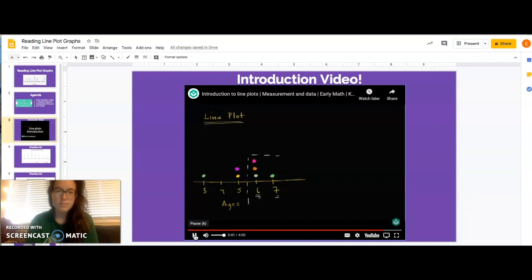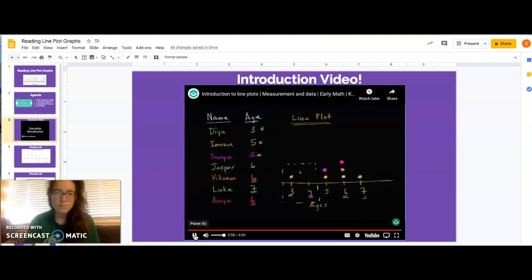You could go the other way around. You could ask how many people are less than 5 years old. Well, less than 5 years old would be either 3 years old or 4 years old. And when you look at those dots, you see there's only one dot. Only one person attending the party is less than 5 years old. Hopefully you found that interesting.